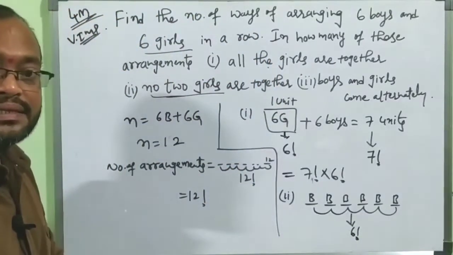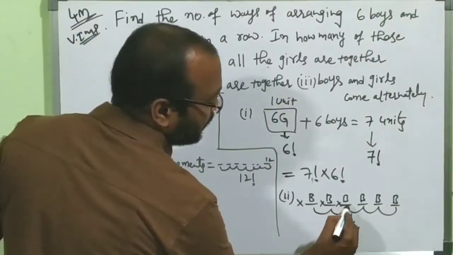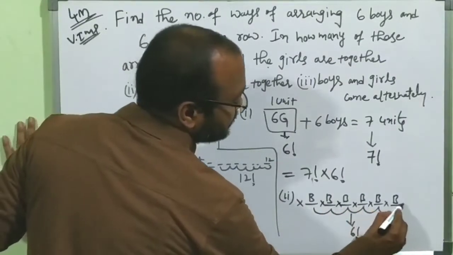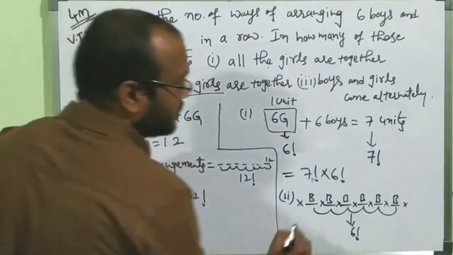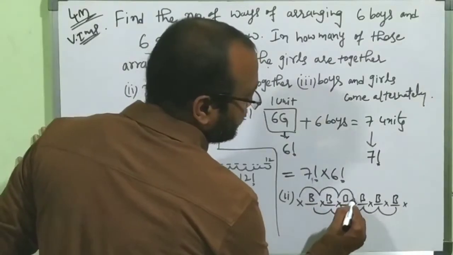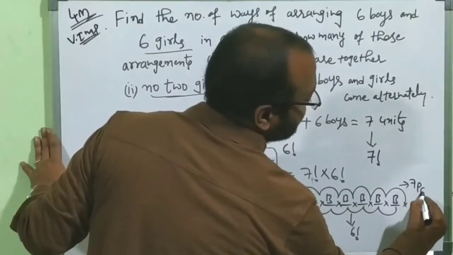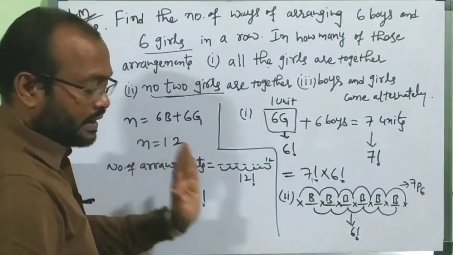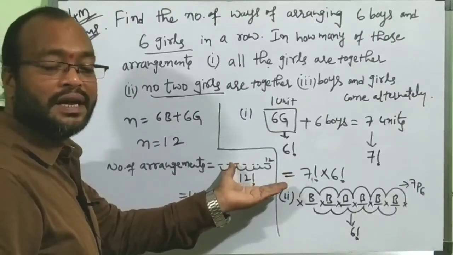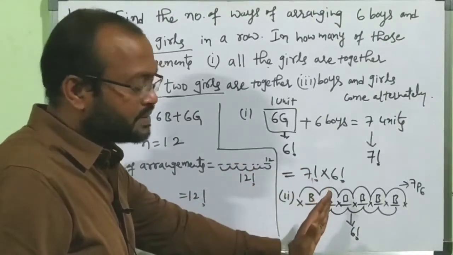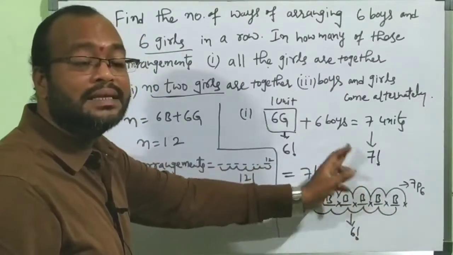Now for the girls, how many places are there? 1, 2, 3, 4, 5, 6, 7 places are there. But how many girls are there? Only 6 girls. So we can arrange the girls in these 7 places in 7p6 ways. First arrange the boys, later arrange the girls. Is it clear now, sir? So after the arrangement, 7 places are there. In those 7 places, we keep 6 girls in 7p6.